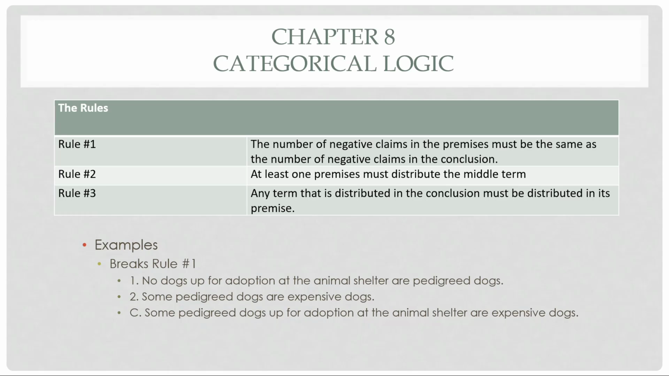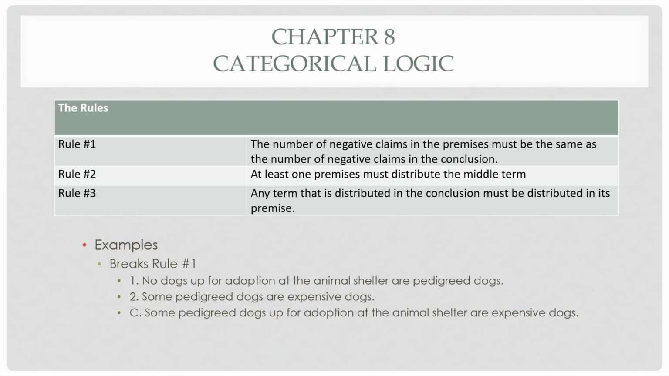Lastly, any term that is distributed in the conclusion, so the subject or predicate of the conclusion is distributed, then it must be distributed in its premise. And if this condition is not met, then the argument is invalid.